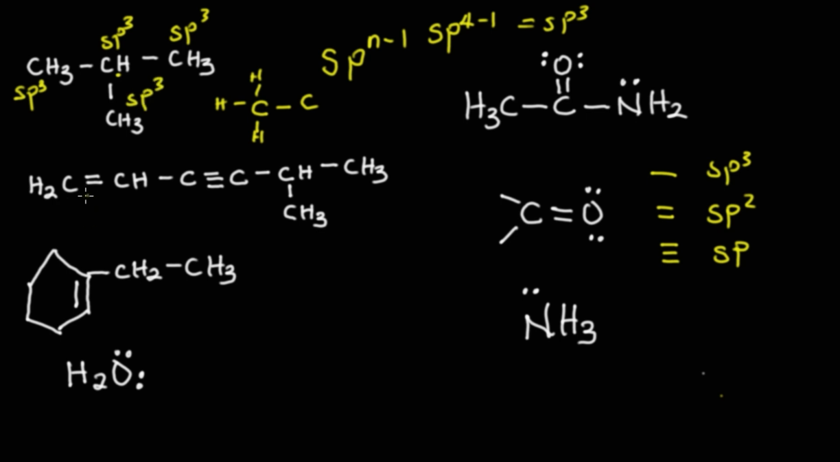Now we move down to this carbon, which becomes sp2. This one is a double bond, so it becomes sp2. This one, now we check whether it's going to be a double bond or a single bond. Let's give it a try using the formula method.